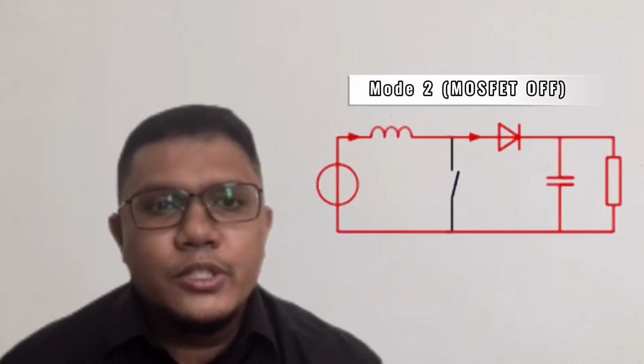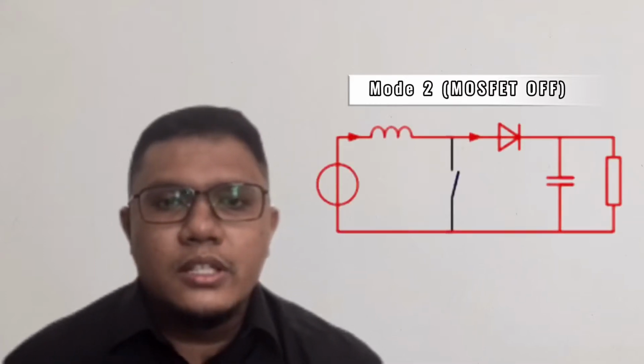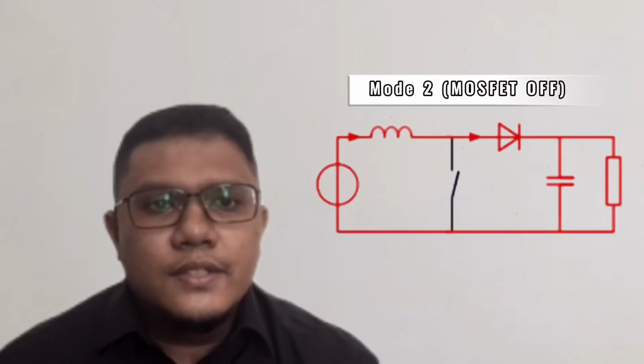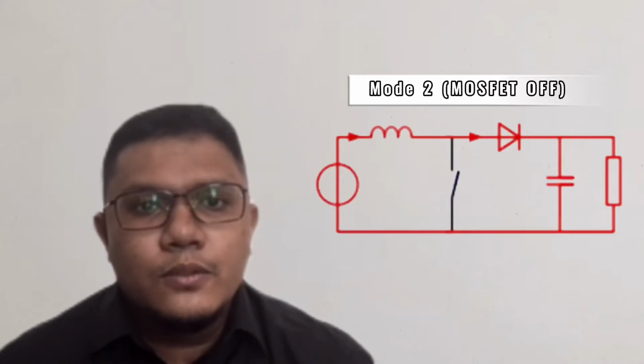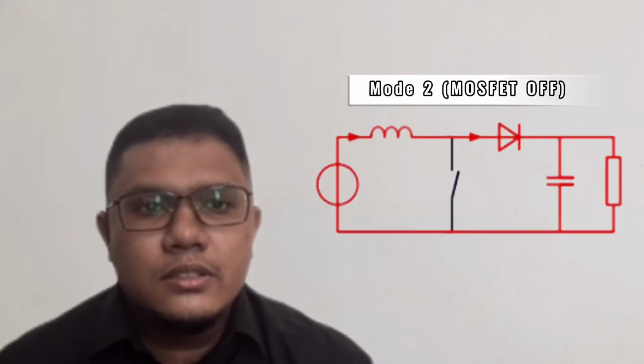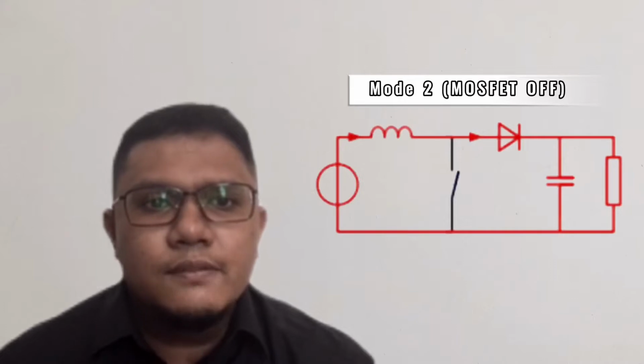In mode 2, the MOSFET is off, so the MOSFET component is open and makes an open circuit near the power source as shown in the figure. The current will flow from the power source to the diode, capacitor and load resistor. The red line means the flow of the current.